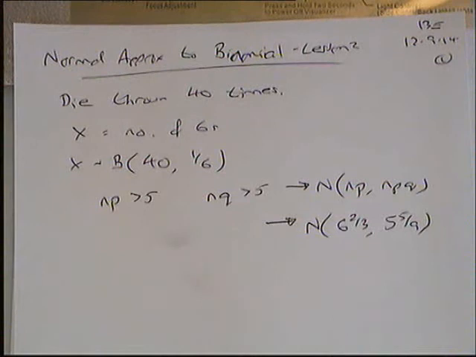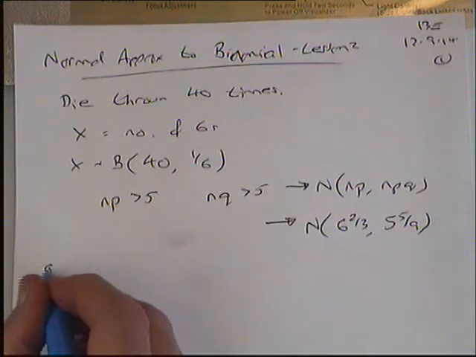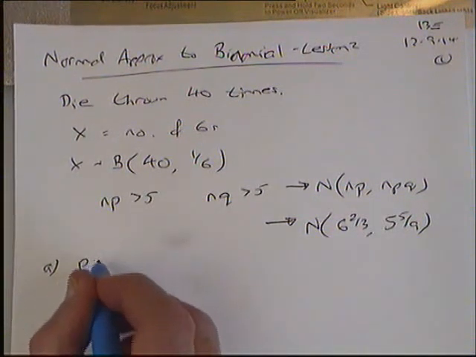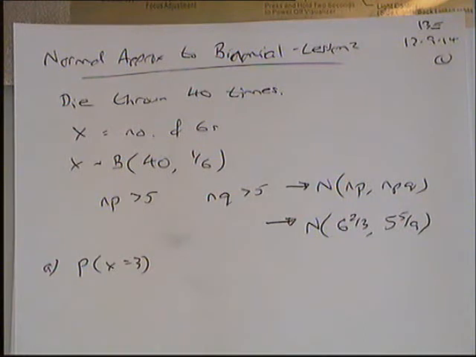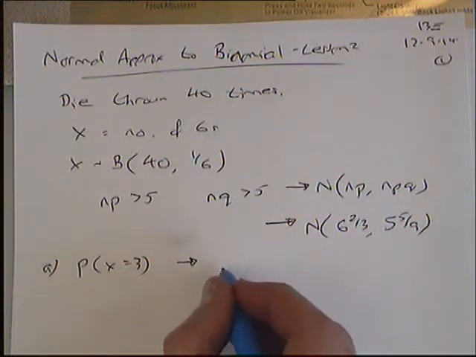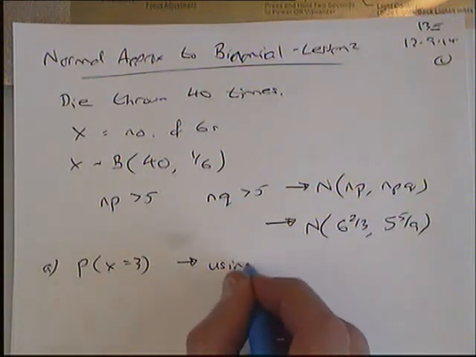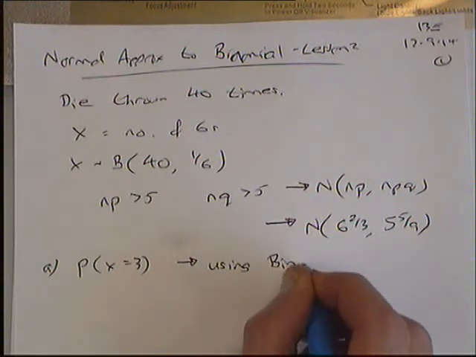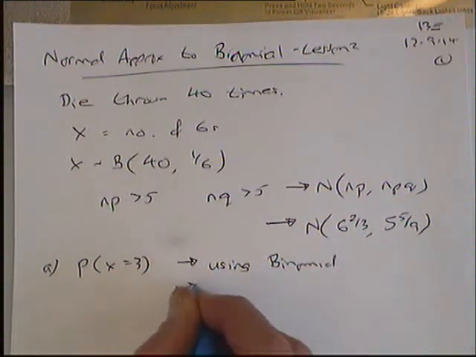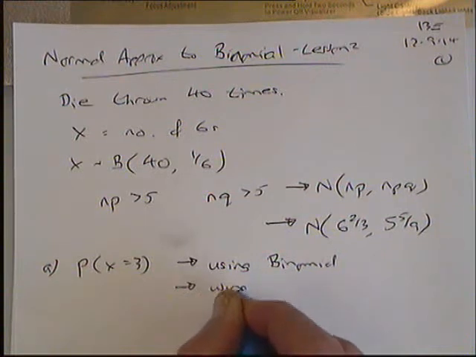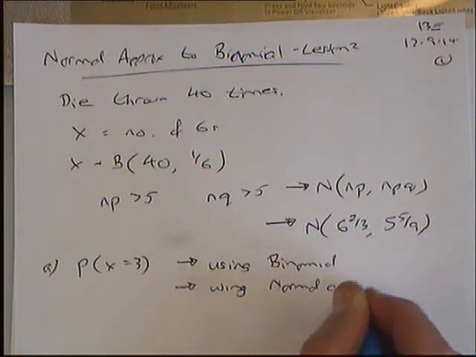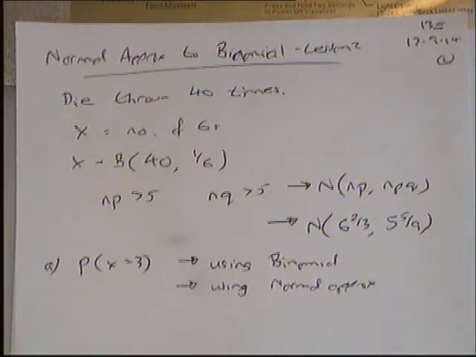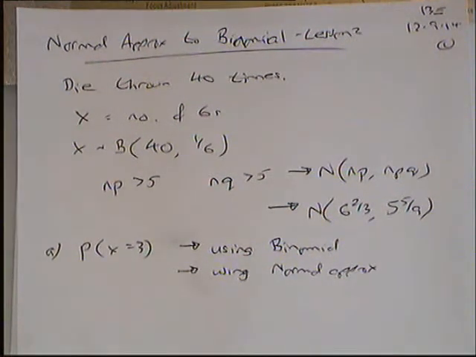Okay? Right, what I want to do now is consider this question. What is the probability that x equals 3? And I want to do this two ways. First off using the binomial distribution, and secondly using the normal approximation. So we're going to do this question twice and compare the answers that we get.